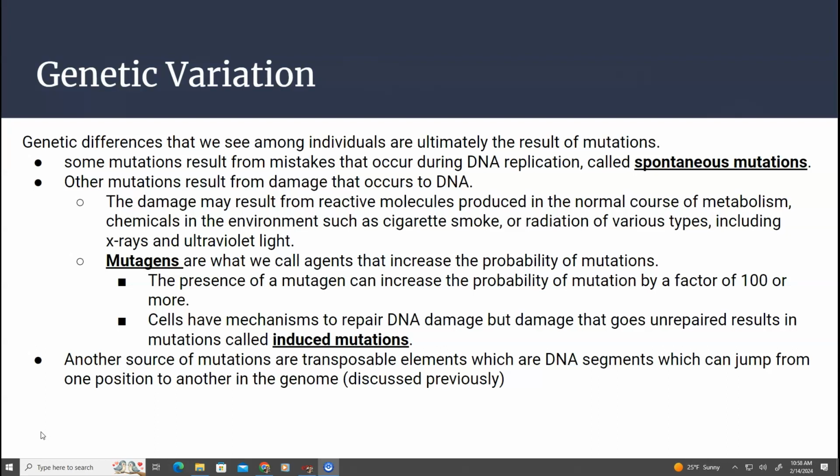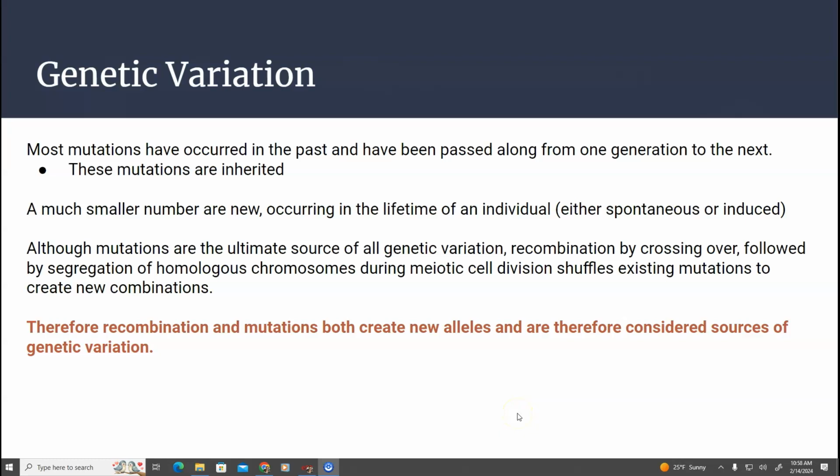The presence of a mutagen can increase the probability of a mutation by a factor of 100 or even more. Cells have mechanisms to repair DNA damage, but damage that goes unrepaired results in mutations called induced mutations. So they could be spontaneous or they can be induced. Another source of mutations are those transposable elements that we discussed previously. Most mutations that exist have occurred in the past and have been passed along from one generation to the next, but a much smaller number are new, occurring in the lifetime of an individual, whether they're spontaneous or induced.